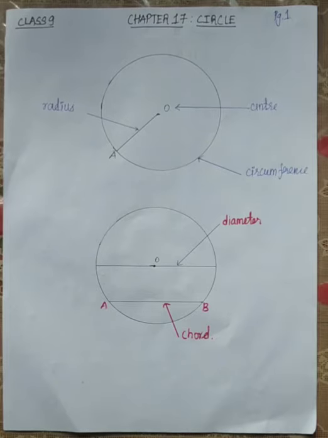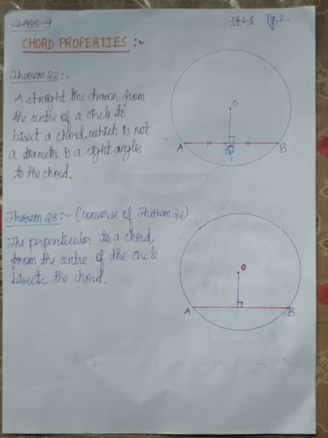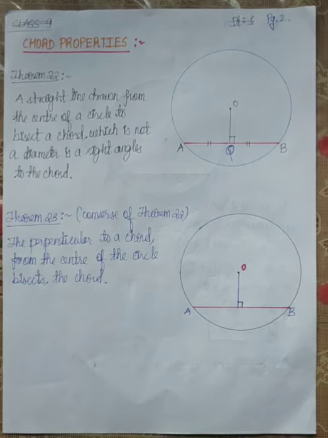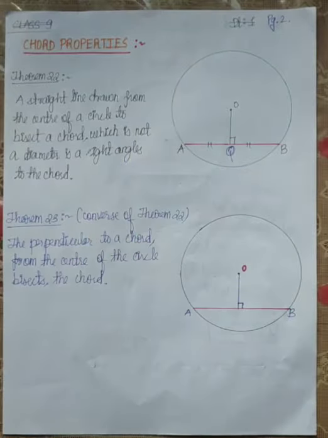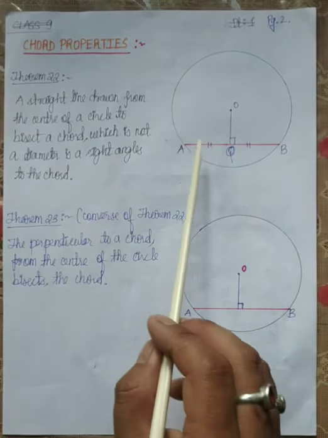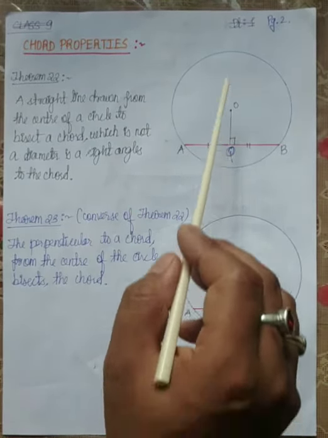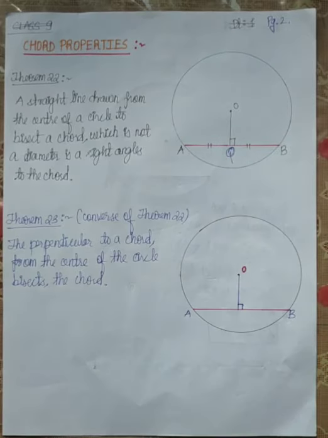Now we'll learn more about chords and some theorems. I hope you are familiar with radius, circumference, diameter, center, chord. Now out here you can write the heading: properties of chord. Let's see. Here in the figure you can see a circle, center, chord, and a straight line OQ.